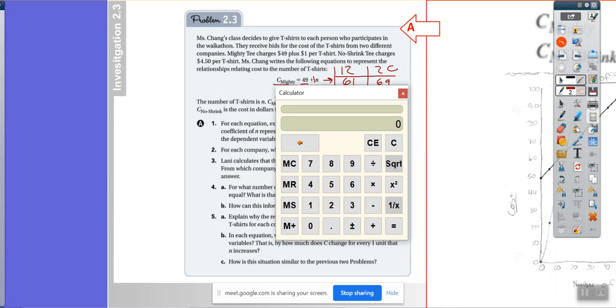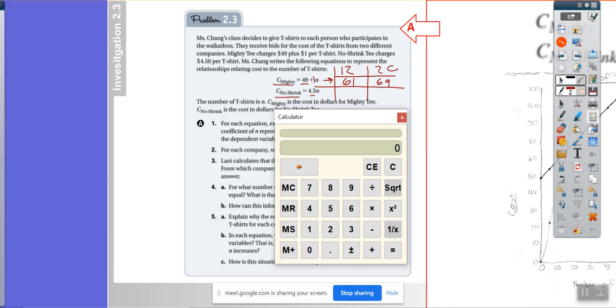All right. So then for the No Shrink T-shirt company, I'm going to pull up my calculator here, because calculators are great. For 12 shirts, we multiply 12 by 4.5, and we get 54. And then finally, if we have 20 shirts, multiply 20 times 4.5, and we should get 90, right? Now, of course, I type what I say: 20 times 4.5, and we get 90.